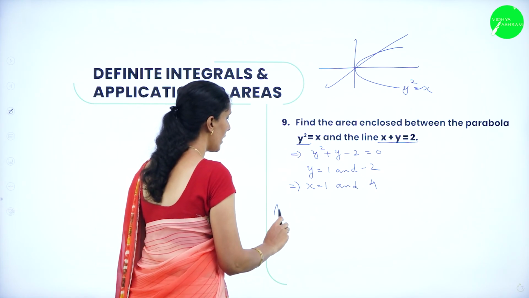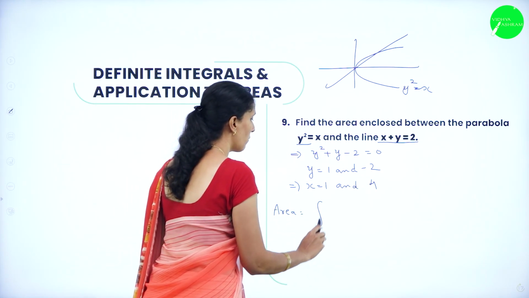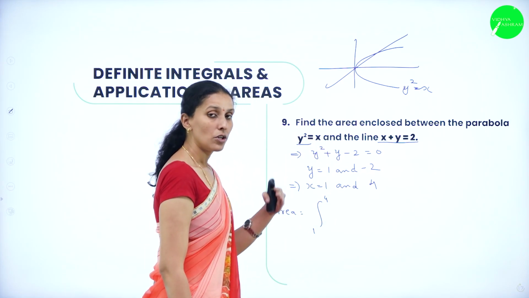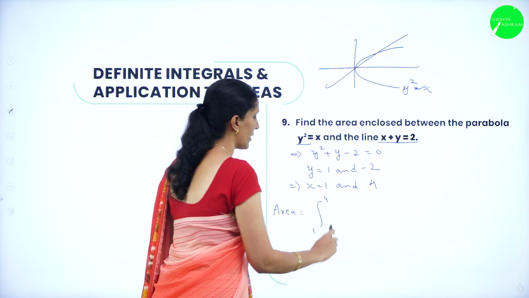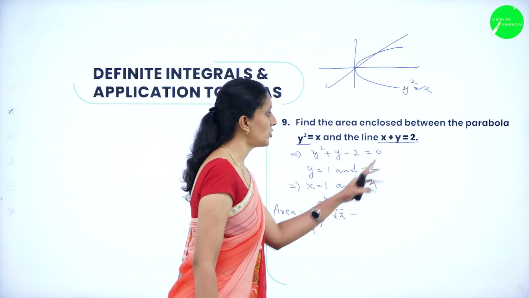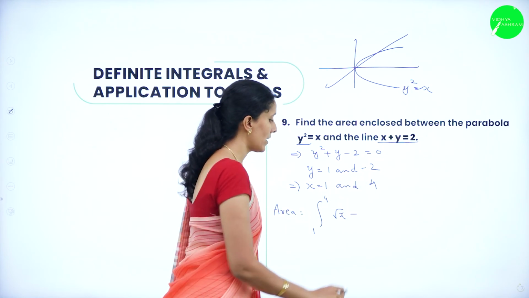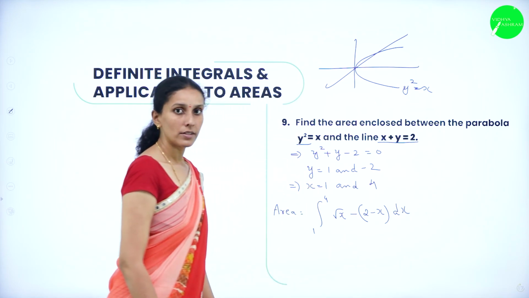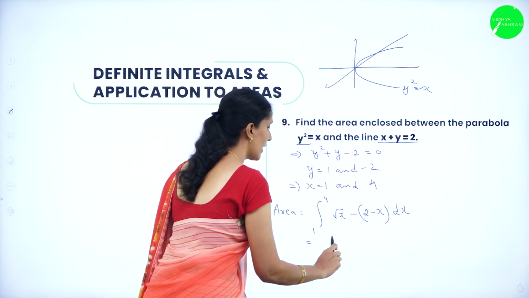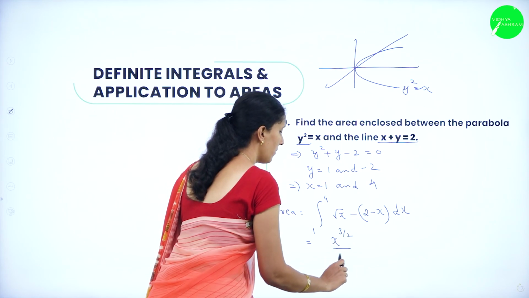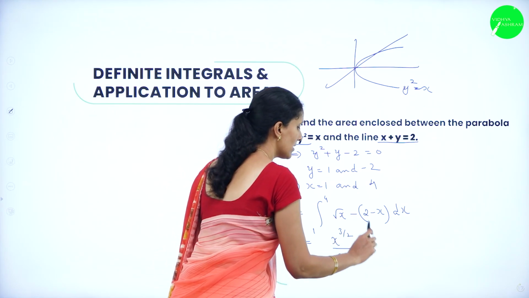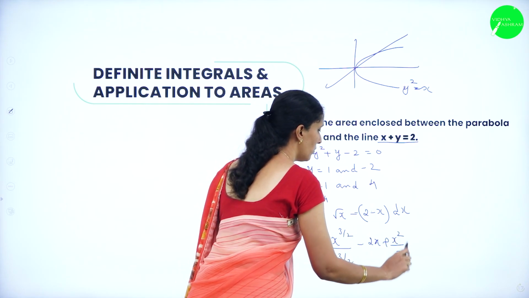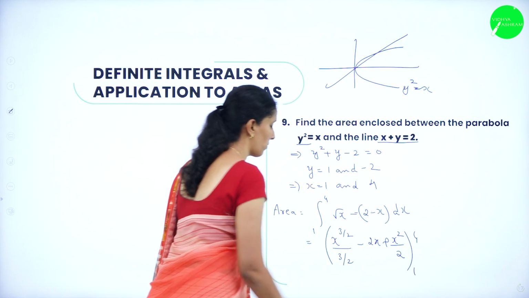Let us find area is equal to limits from 1 to 4, f of x minus g of x. f of x is, y square is equal to x, so y is root x, minus g of x. y is nothing but 2 minus x, into dx. So this is the value. Here we get x to the power 3 by 2 by 3 by 2, minus 2x plus x square by 2, and the limits from 1 to 4.